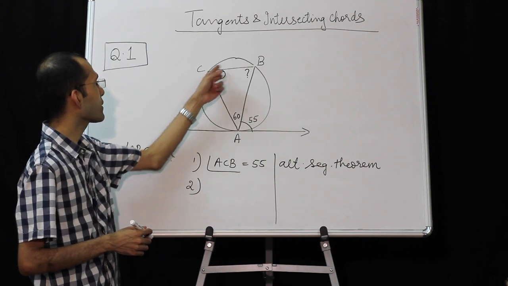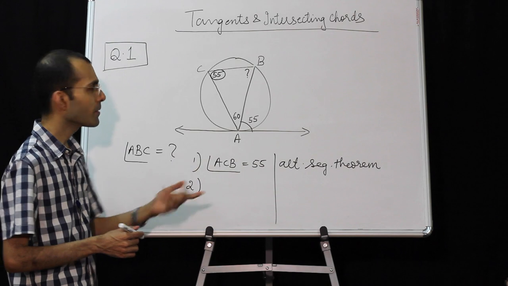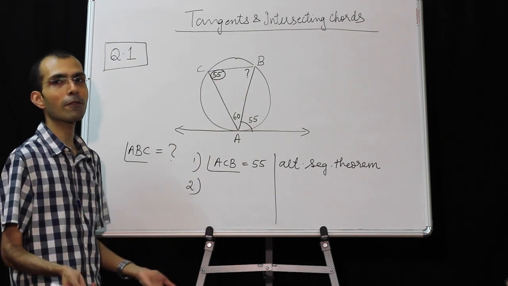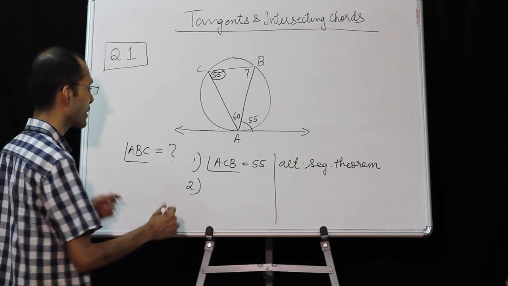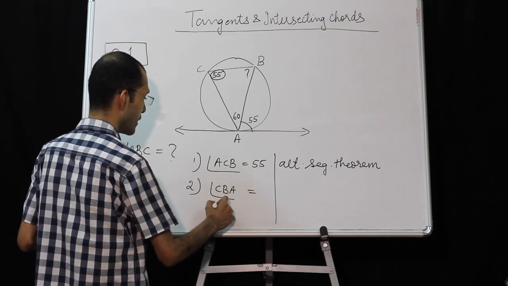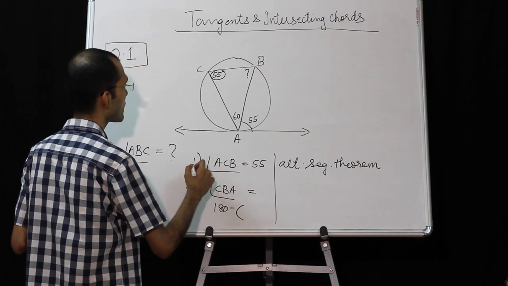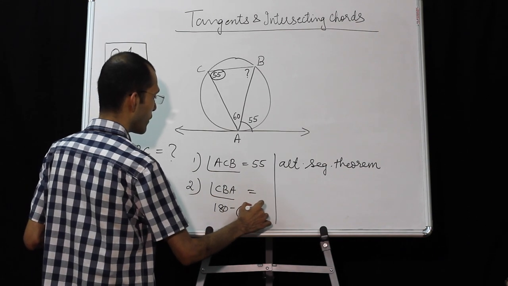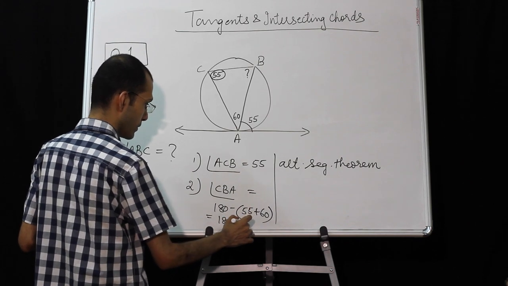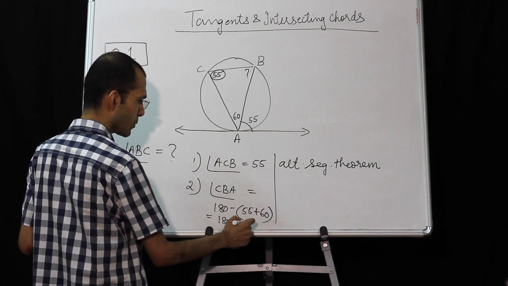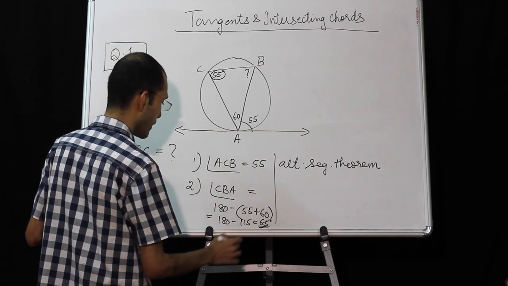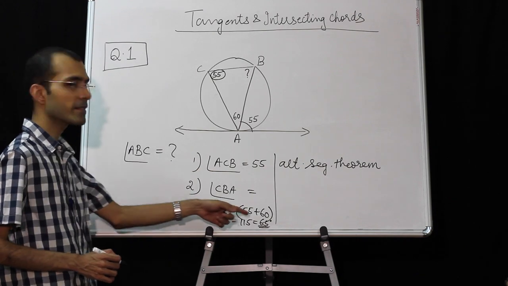Okay. Now our target is to find angle CBA. 55, 60. What will be CBA? Sum of the angles of a triangle. See, basic geometry is coming in the picture. So angle CBA will be 180 minus (55 plus 60). How much does this come to? 115. So it will be 65 degrees. So angle CBA is 65 degrees.